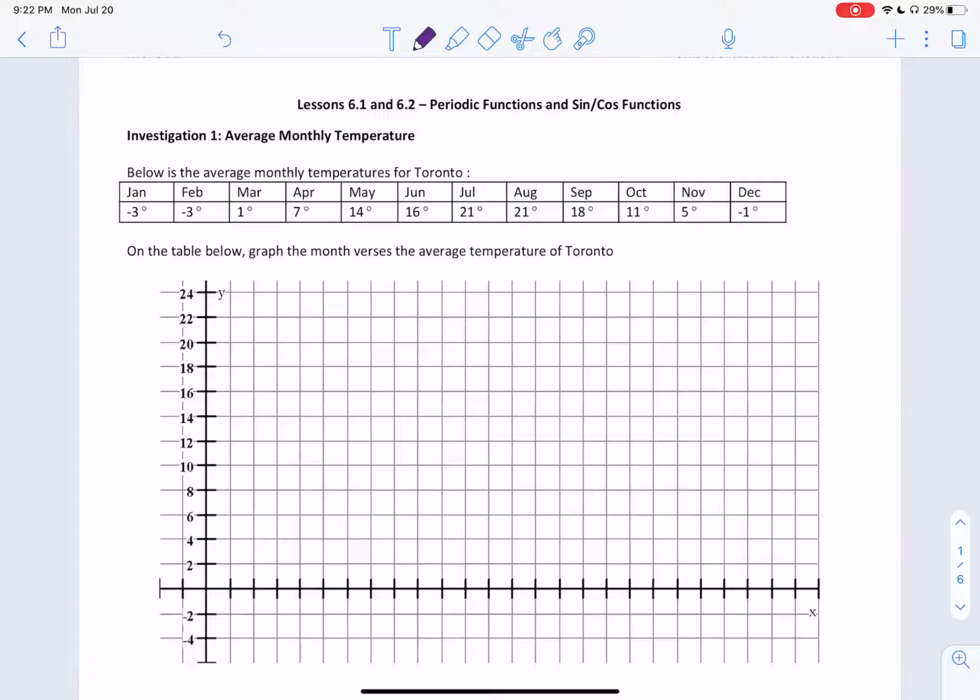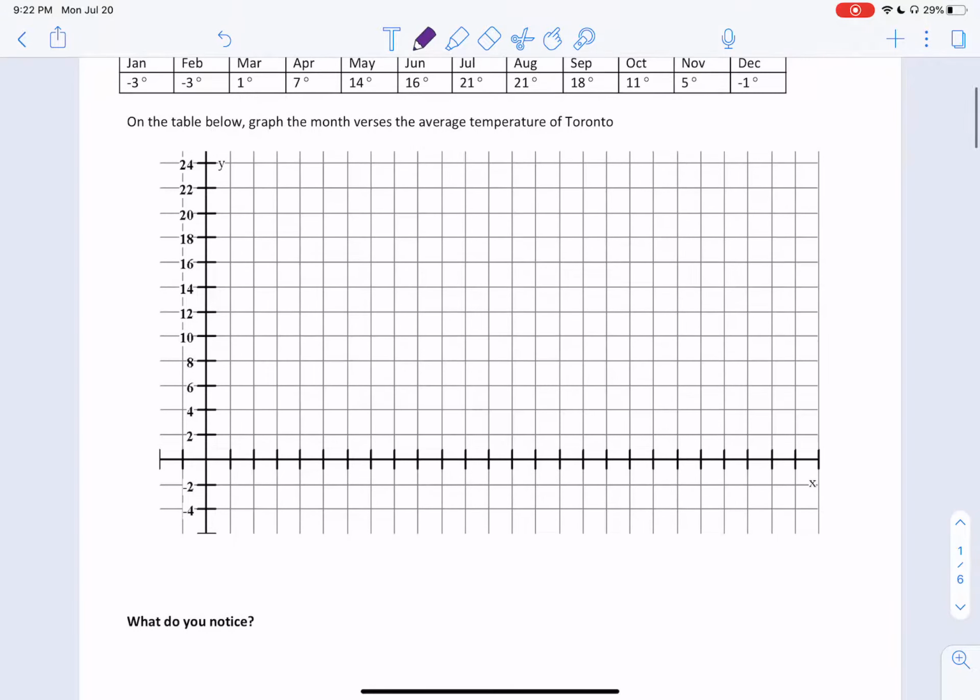For this lesson, we're going to be looking at our final functions for the course, and we're going to be focusing on periodic functions and sine and cosine functions. So let's begin with an investigation to get started. We're going to look at the average monthly temperatures for Toronto, and on this table, we're going to graph the month versus the average temperature of Toronto.